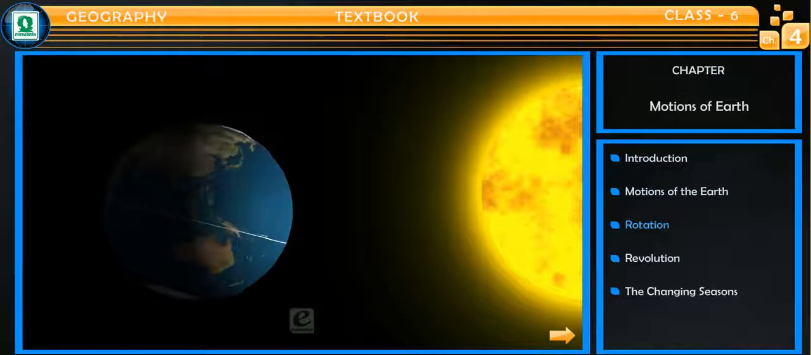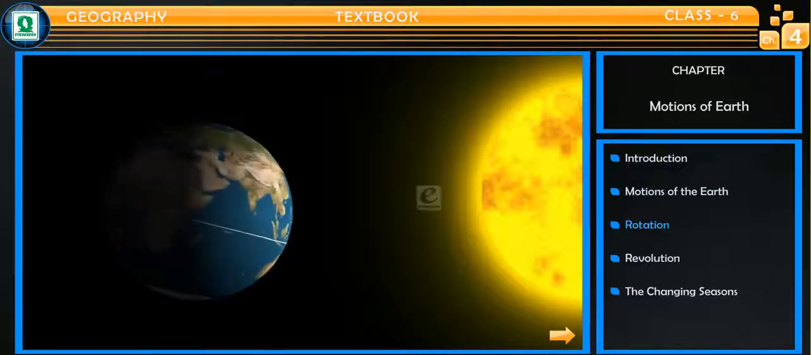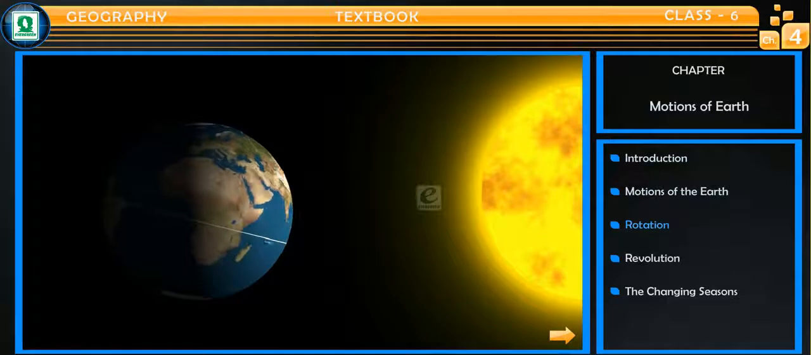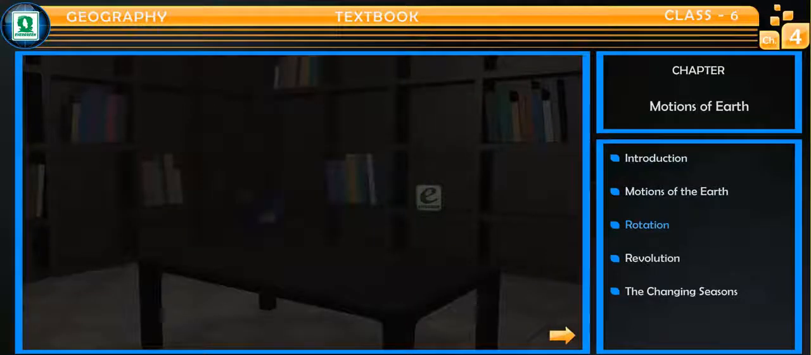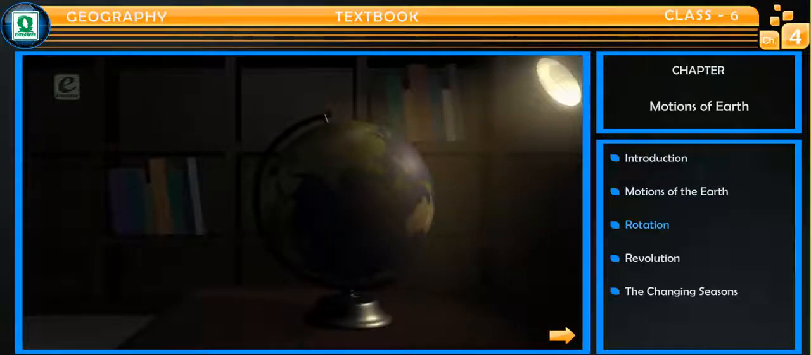Let us understand the movement of Earth and the system of day and night by doing a simple activity. Take a globe and a lighted lamp. Place the lamp at some distance from the globe. Now assume that the globe is the Earth and the lighted lamp is the Sun. Mark a point P on the globe to represent your town. Place the globe in such a way that the point P is in the dark.